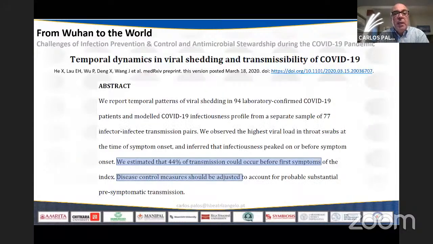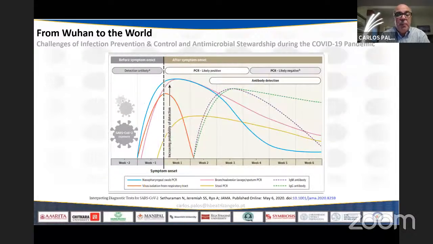Another unknown or debatable question is about the temporal dynamics of viral shedding and transmissibility. According to some authors, 44% of transmission could occur before the first symptoms. And this is a huge challenge, because asymptomatic patients are in fact transmitting the disease.